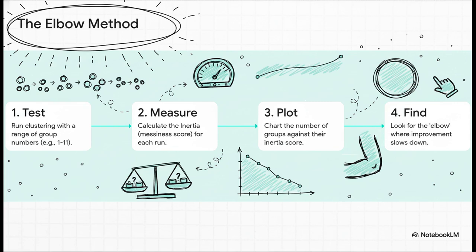First, we just let the model test a bunch of possibilities. It creates one group, then 2, then 3, and so on. And for each one of those tests, it calculates that inertia score. Then you just plot all those results on a chart, and you look for a very specific shape. It looks like an elbow, and it tells us the exact point where adding more groups just stops being helpful.